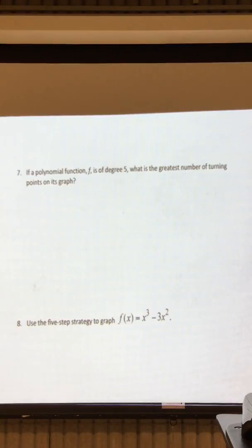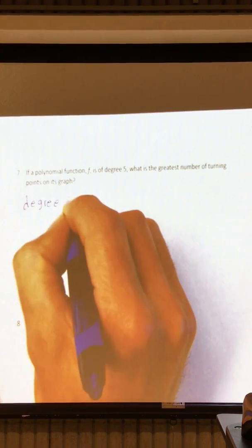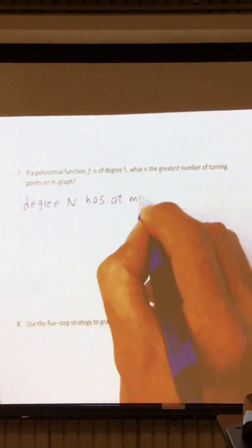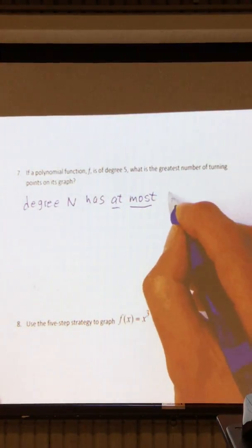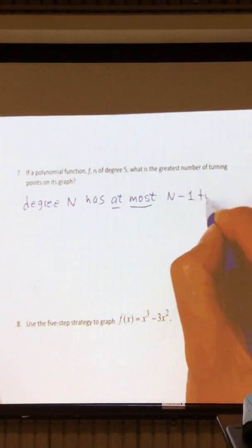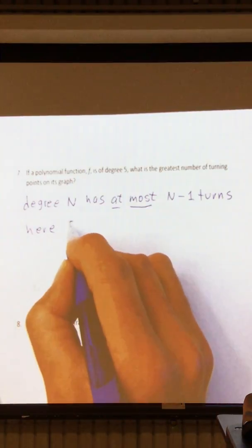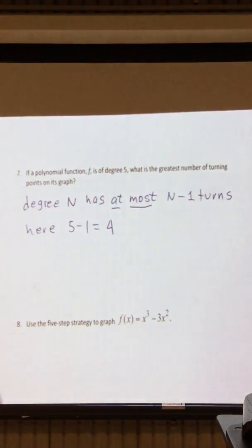Problem 7. If a polynomial function f is of degree 5, what is the greatest number of turning points on its graph? A polynomial function of degree n has, and this is at most, doesn't mean it has this many, at most n minus 1 turns. So here we have n being degree 5, so 5 minus 1 is 4. At most, 4 turns or changes of direction can occur.